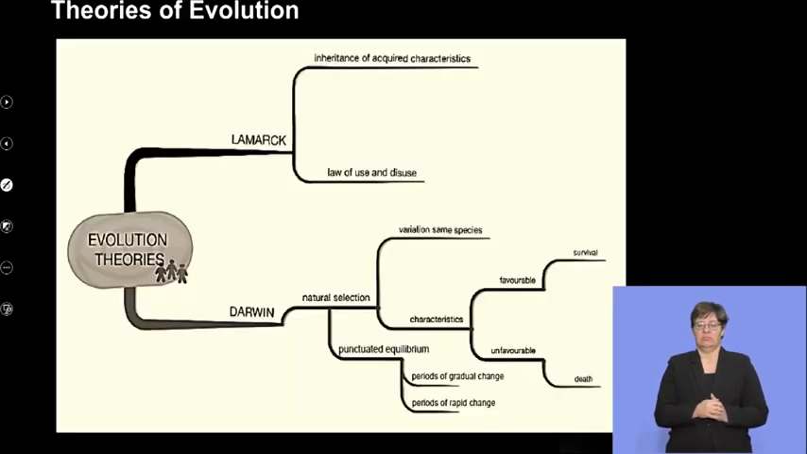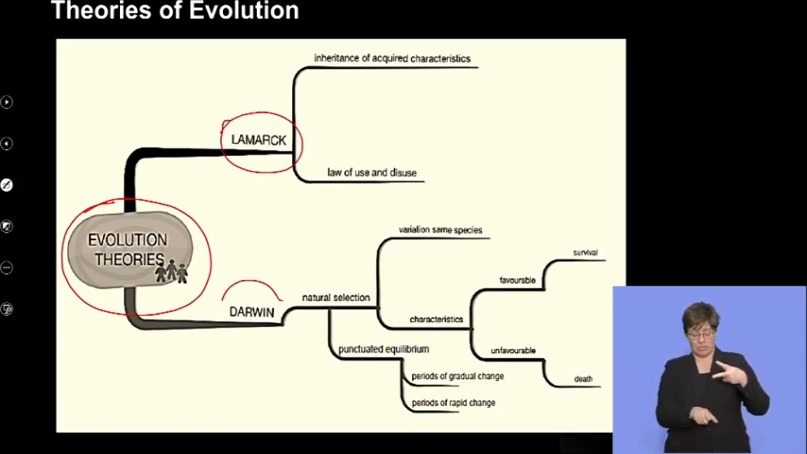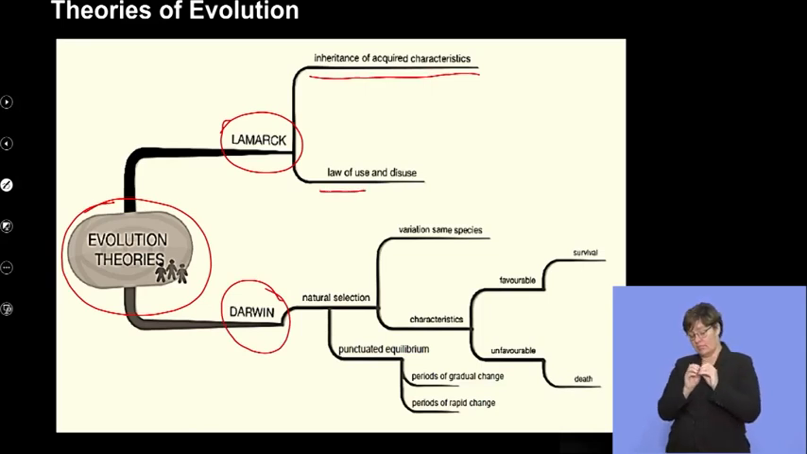All right, so let's have a look here. This is what we call a mind map. It's a very nice study tool that you can use when you are studying to set out information. Here we have our main concept, the theories of evolution, and the two main theorists that we are going to look at, Darwin and Lamarck. For now, we're going to look specifically at Lamarck's two laws, the law of use and disuse and inheritance of acquired characteristics.